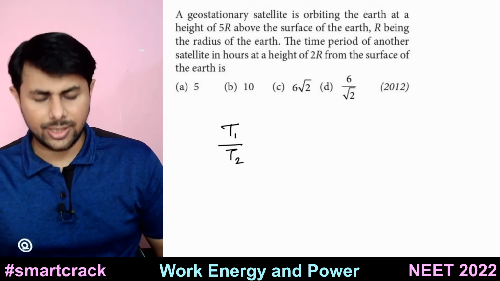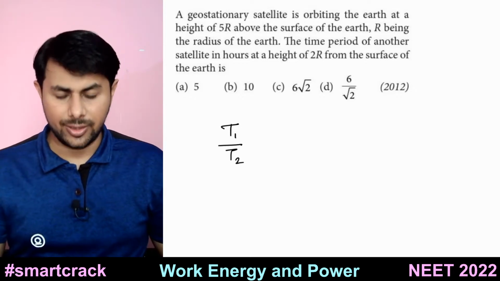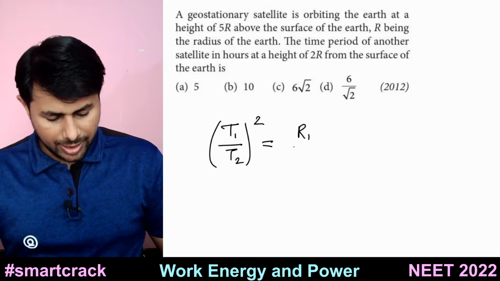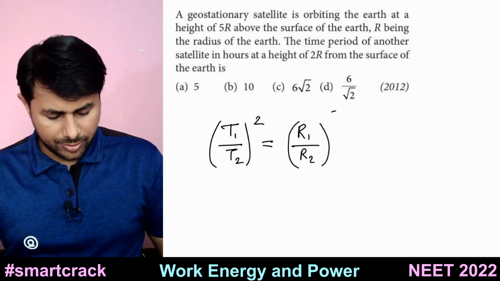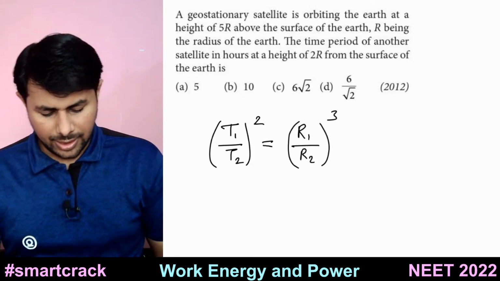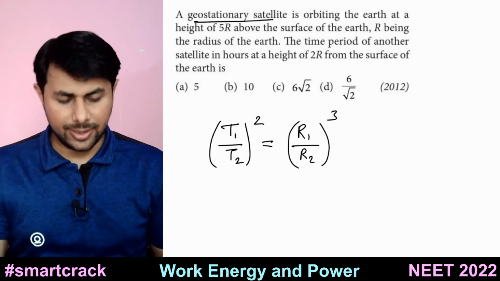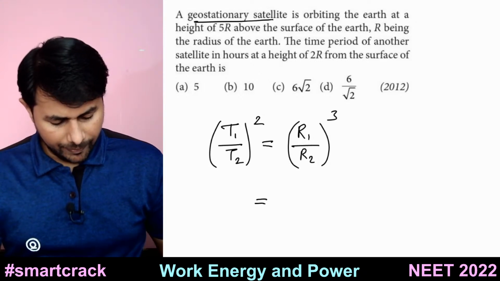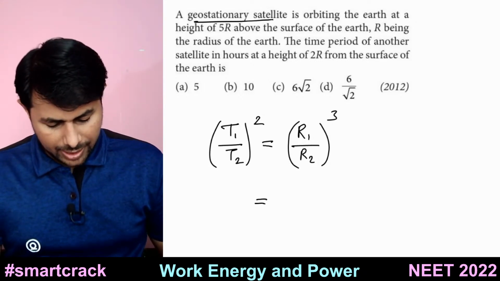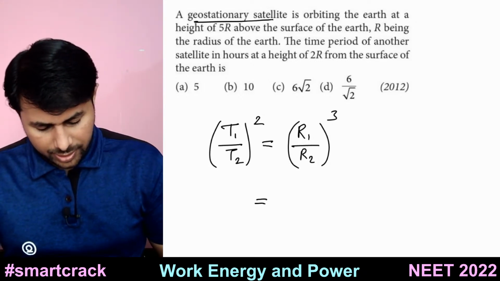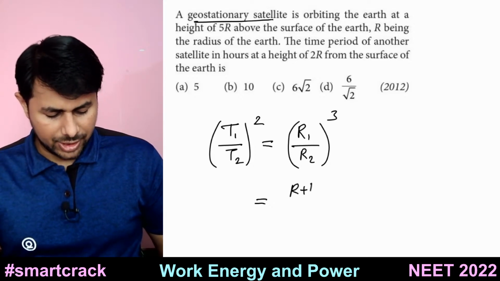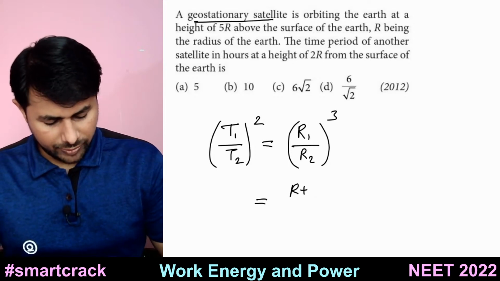We know that T square is proportional to r raised to 3. So (T1 by T2) square will be (r1 by r2) cube. The first one is a geostationary satellite, which means its time period is 24 hours. Now r1 by r2: r1 is what? Its height is 5r, so it is r plus h, is what we are writing.